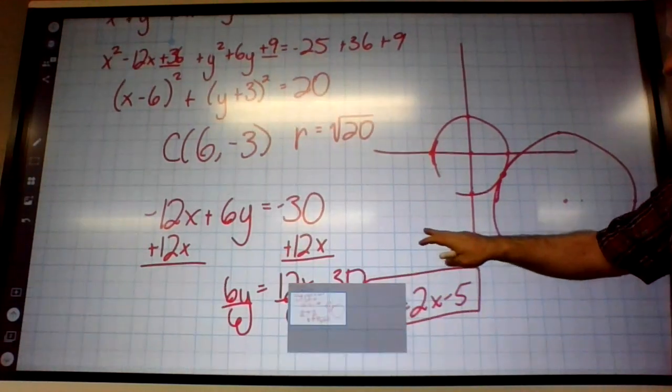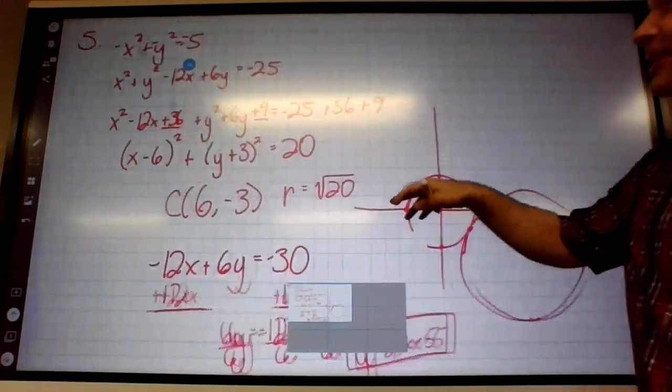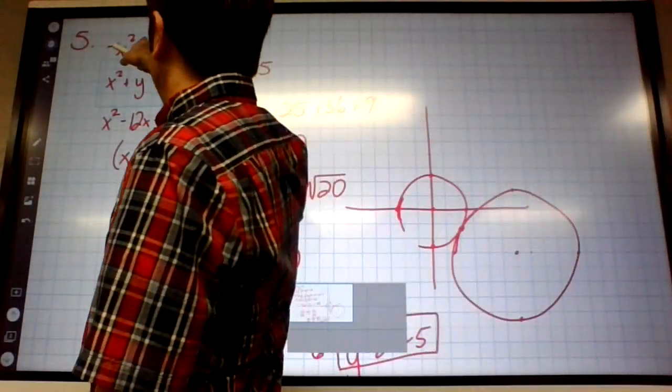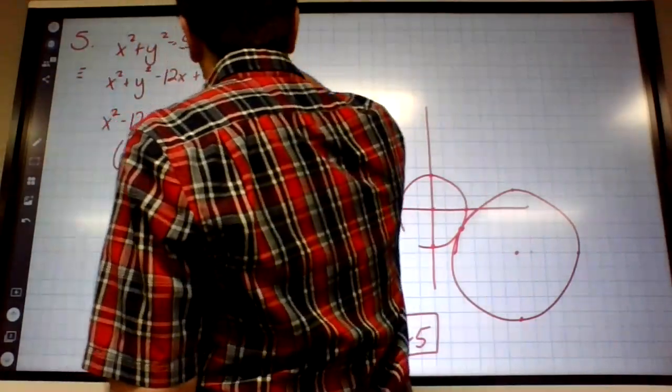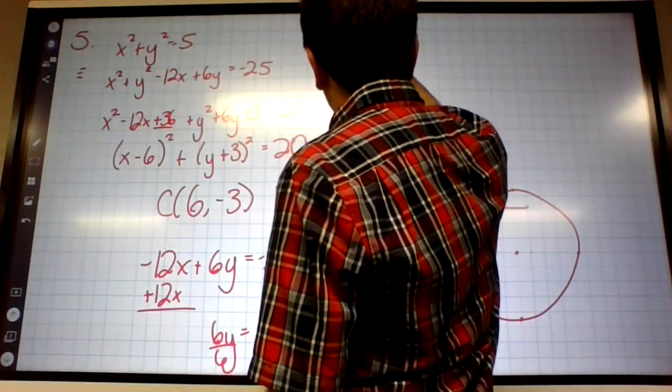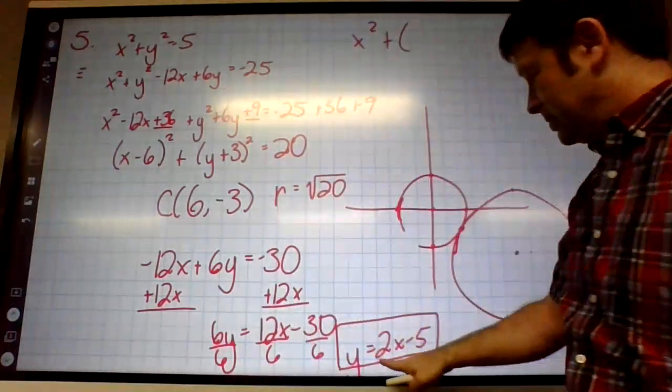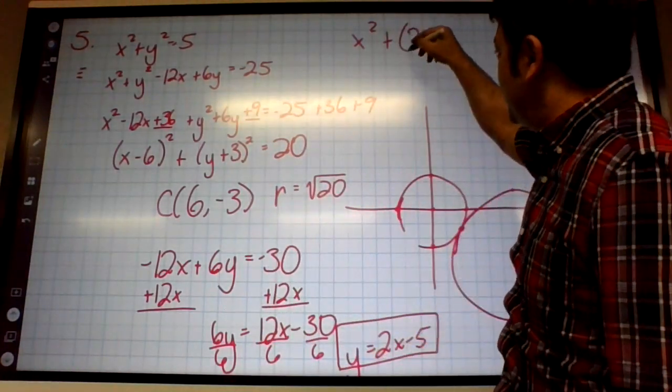Okay, and then we're going to take y equals 2x minus 5 and replace y in the other equation. No, I'm not going to use the negatives on this one. So in this top equation, x squared plus, replace y with 2x minus 5.